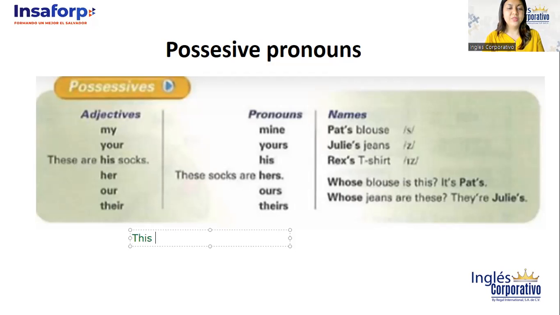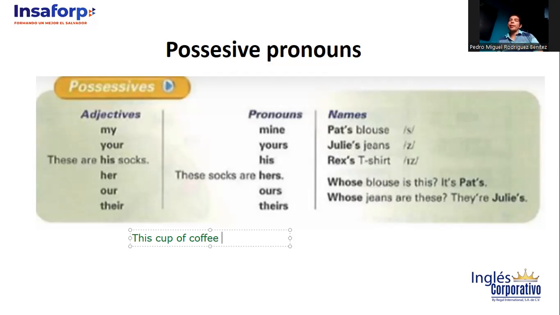Por ejemplo, this cup of coffee. ¿Y ahí qué diría después? Es el sujeto. El verbo es, el sujeto es la taza de café. This cup of coffee. ¿Luego qué seguiría? Para decir la taza de café es mía. It's your or mine. Mine. El verbo, it's, el mine. Verbo to be is mine.